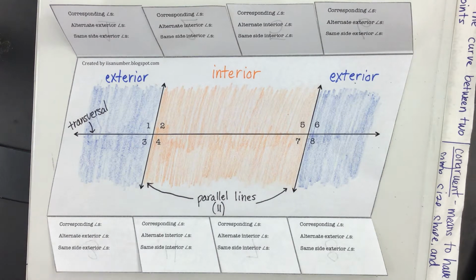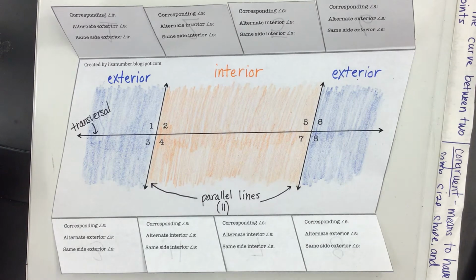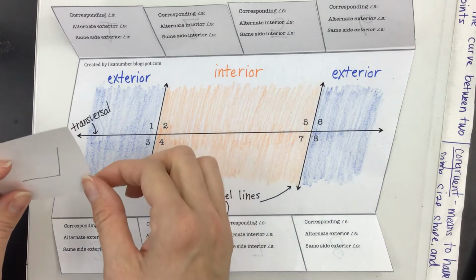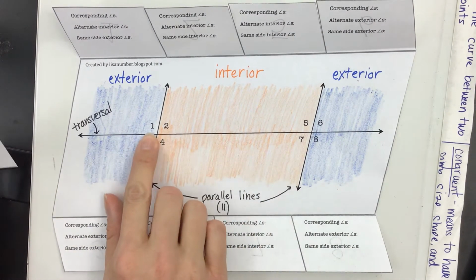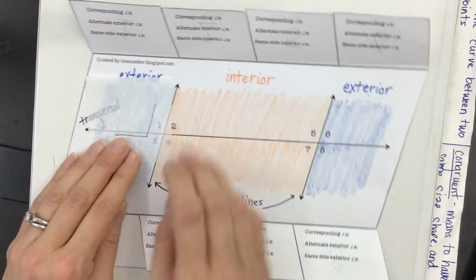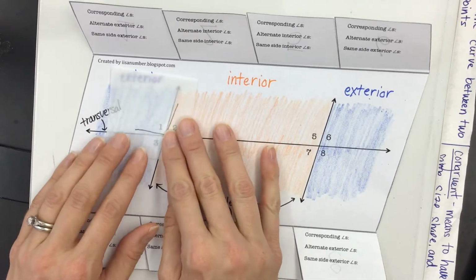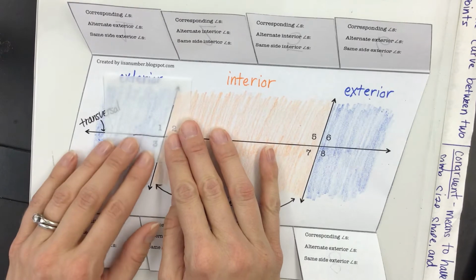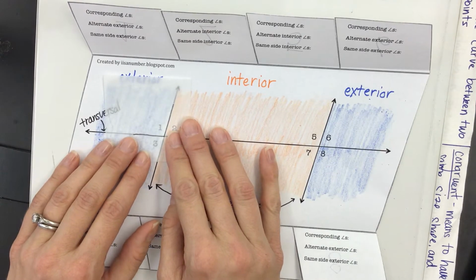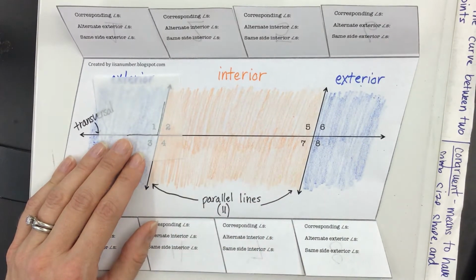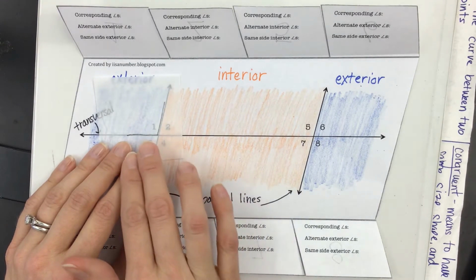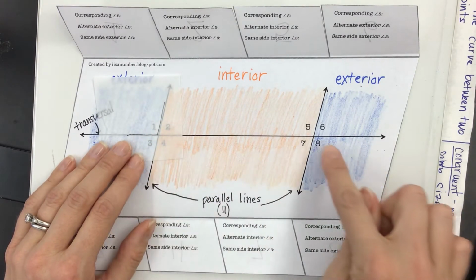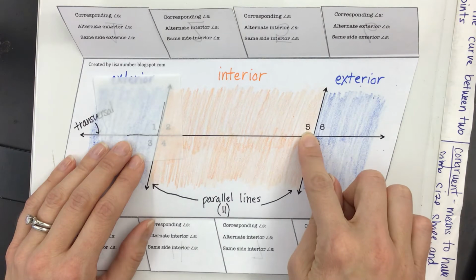Okay, so now that we have our interior and our exterior angles established, we're going to talk about the first thing, which is corresponding angles. Now, corresponding angles, I'll show you an example. Let's start with angle 1 here. I already made this angle on patty paper. So here's angle 1. The corresponding angle is the angle that is in the exact same position on the other line, the other parallel line.